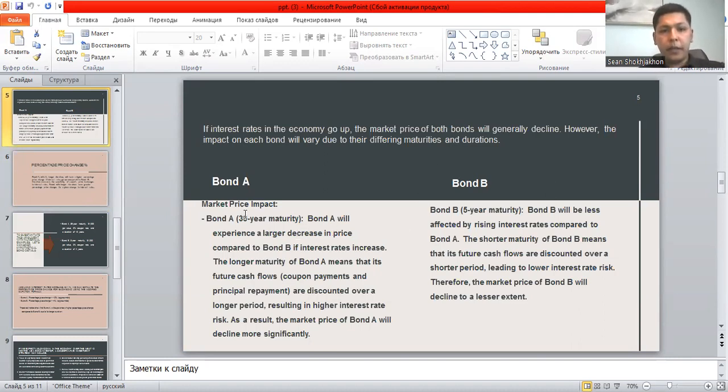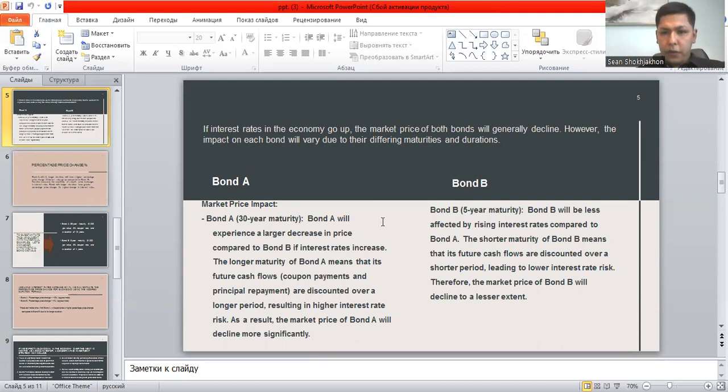So, market price impact and maturity. Bond A will experience a larger decrease in price compared to bond B if interest rates increase. The longer maturity of bond A means that its future cash flows, coupon payments and principal repayment, are discounted over a longer period, resulting in higher interest rate risk. As a result, the market price of bond A will decline more significantly.